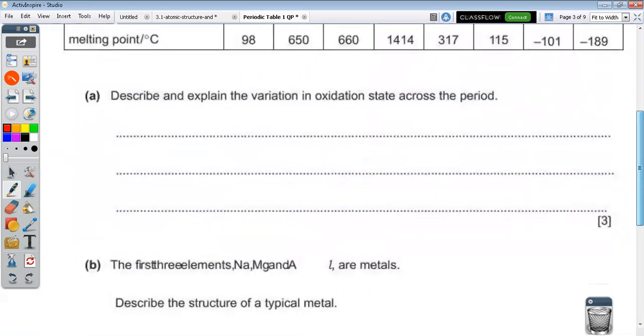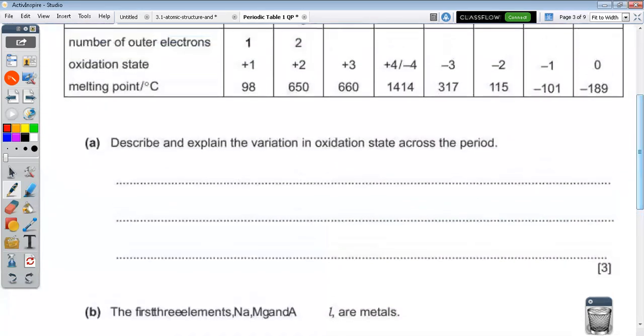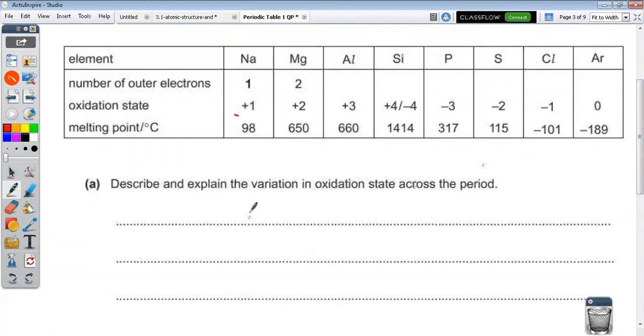Describe and explain the variations in oxidation state. They love that. So it's easier. So what can you say? The oxidation states increase, for the first 3, from +1 to what? We are describing what we are seeing. Oxidation state is increasing from +1 to +4. Or we can say to +3, for the first 3, which are metals.